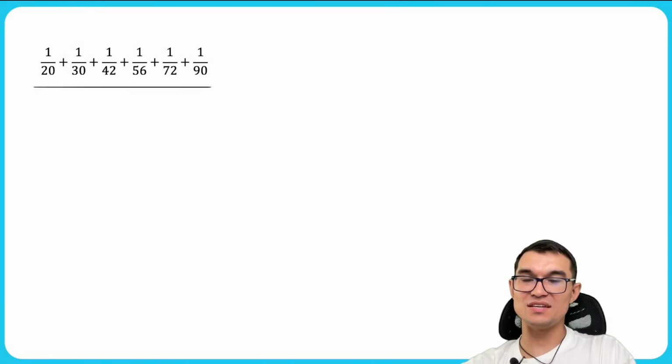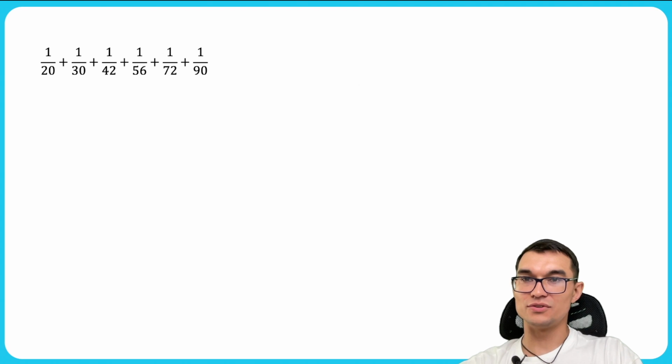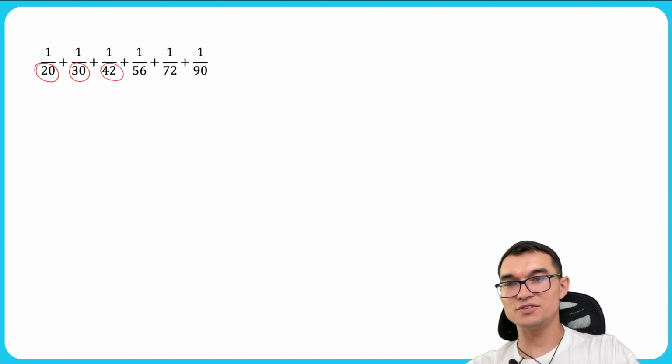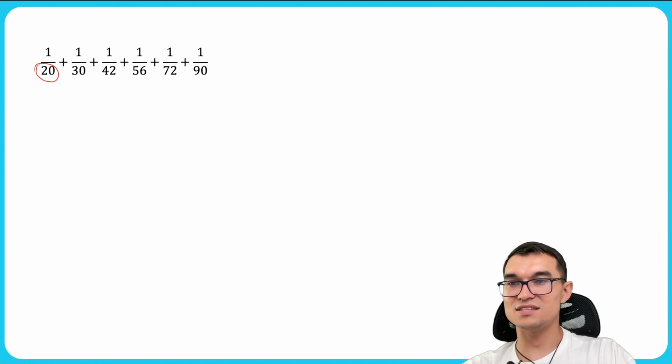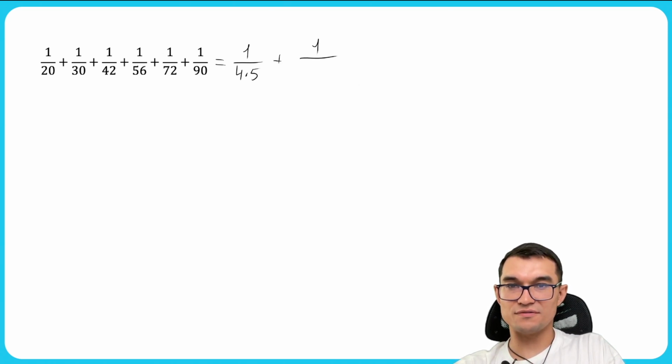This is a very basic Olympiad problem for 6th graders who just learned fractions. So let's solve it. What should we do first? We should look for a pattern because mathematics is all about patterns. And if we look closely at the denominators of these fractions, then we can see that each denominator is a product of two sequential numbers. 20 is 4 times 5, 30 is 5 times 6, 42 is 6 times 7, and so on.